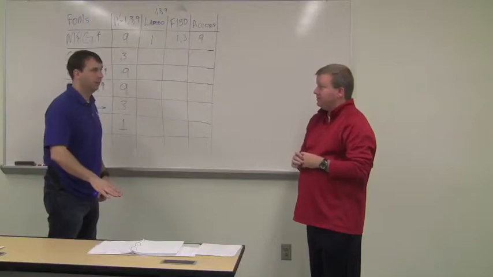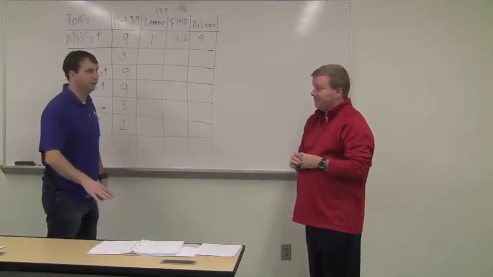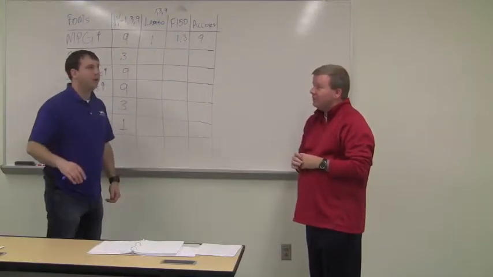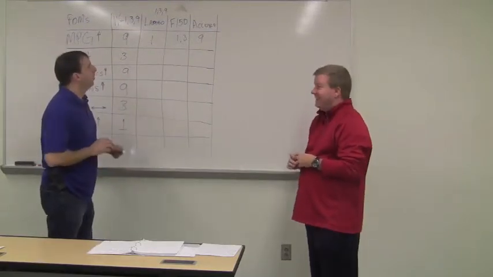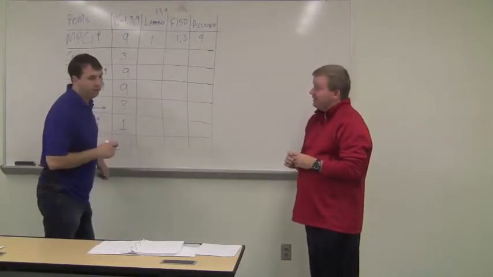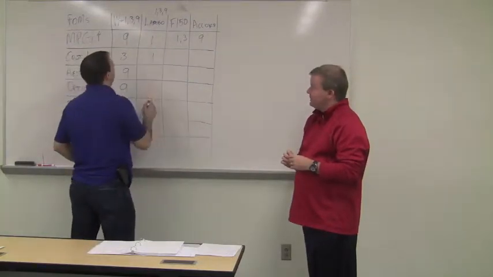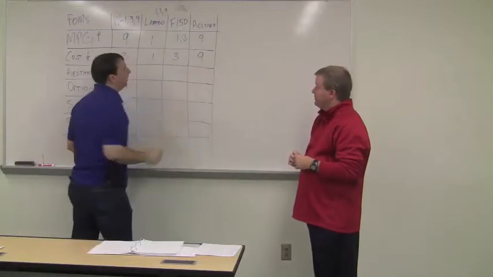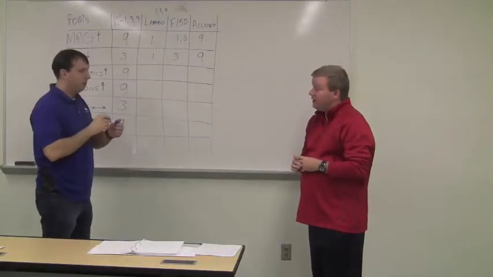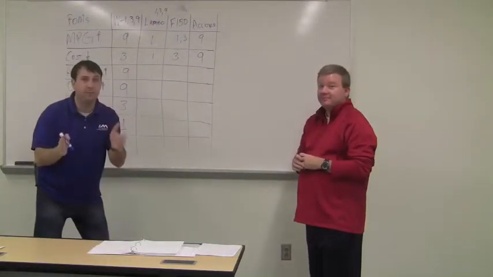The Lambo. No, not the Lambo. Lambo's like 100 grand or 250 grand. Are you sure? Yes, I looked it up on Wikipedia. No, I'm pretty sure. I don't know, but it's expensive. So we're giving the Lambo a 1. The F-150 is a 3. And the Accord is a 9, because the Accord costs the least of the 3, okay?